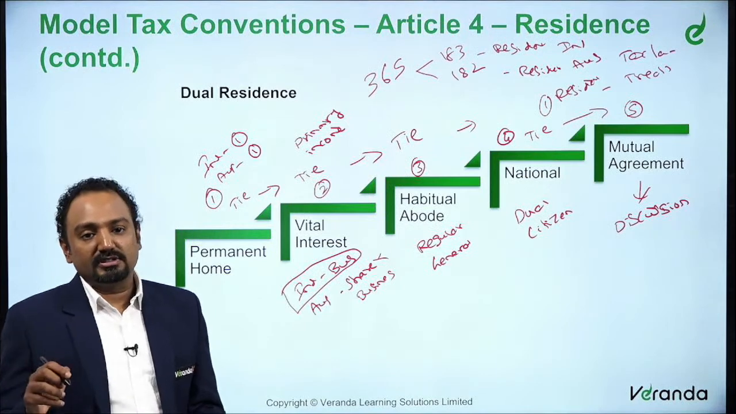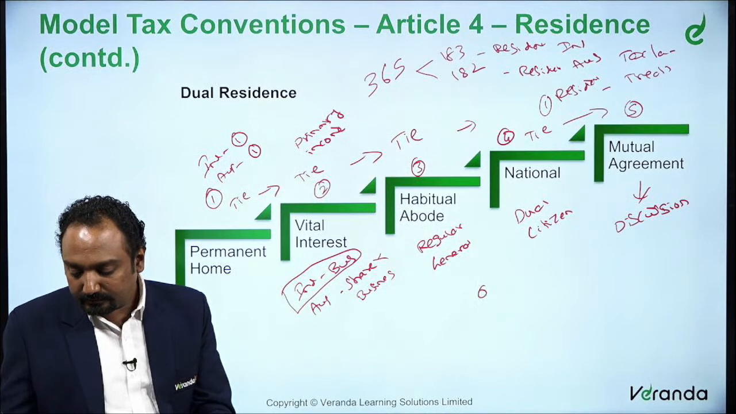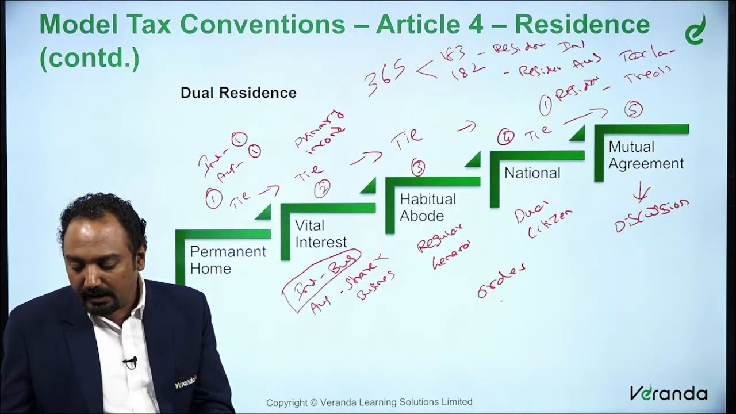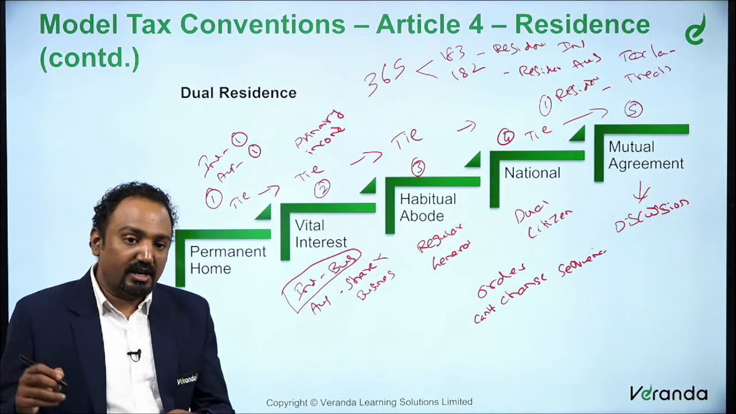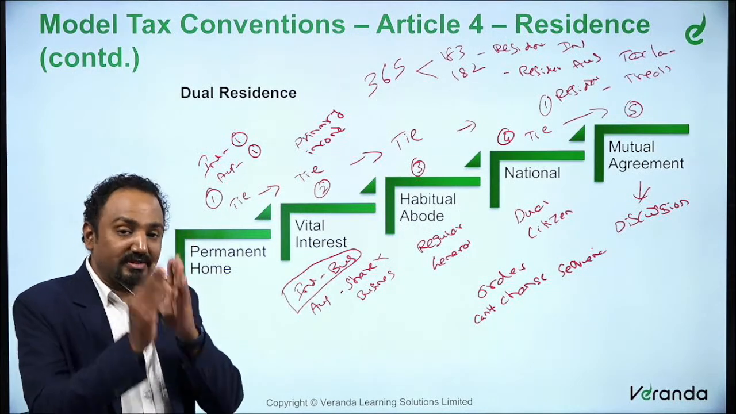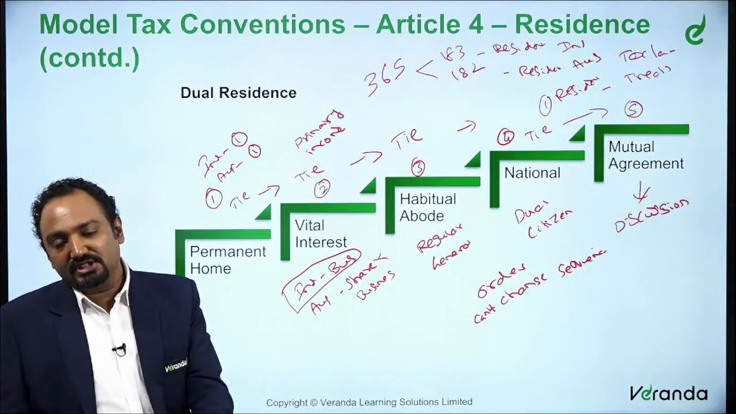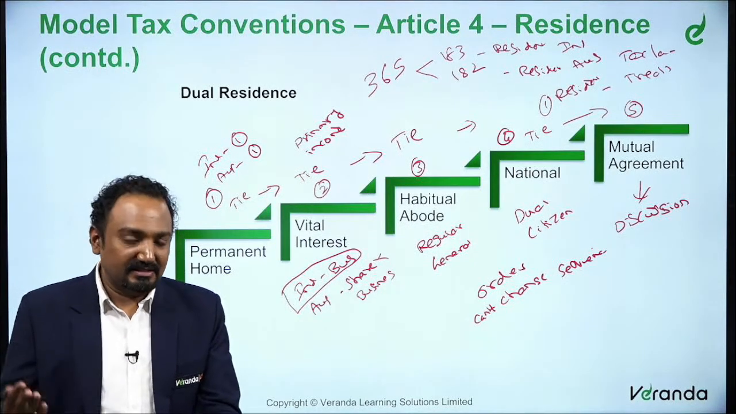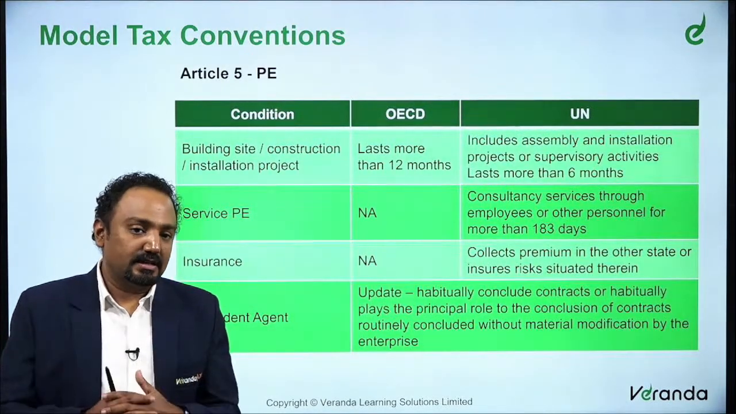Only from there it actually starts. So this is an orderly step. We can't change the sequence. This is the order in which you will have to check. In this order, wherever you are satisfied, you stop there. If you are not satisfied, you move on to the next criteria. So that's what this resident is about.